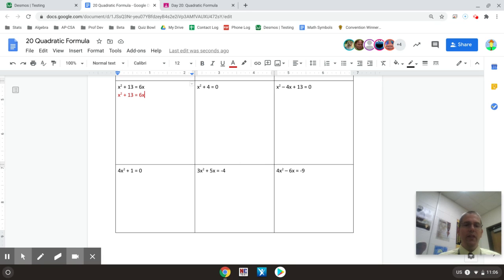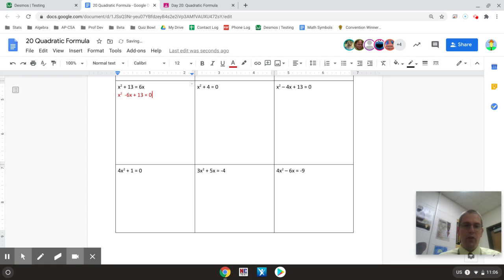Okay, this next one, I need to go ahead and get my x squared by itself. So I need everything on the left-hand side. I'm going to need to subtract 6x from both sides. By subtracting 6x, I'll have a minus 6x on this side. It's still a plus 13. And then on the other side, 6x minus 6x will be 0. So everything is on the left side again.